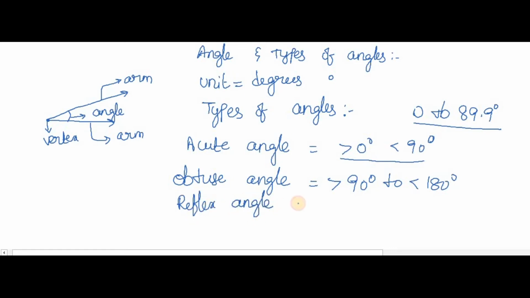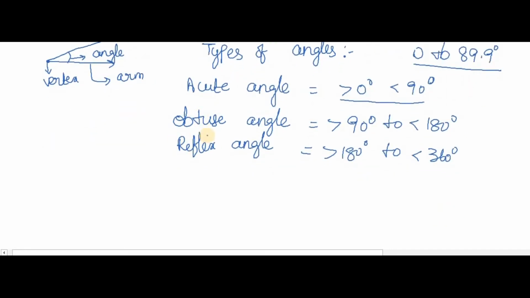Reflex angle. What is reflex angle? If the value is greater than 180 degrees and less than 360 degrees, then I can say those angles are called reflex angles.